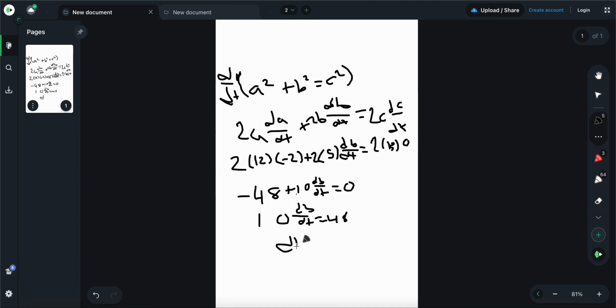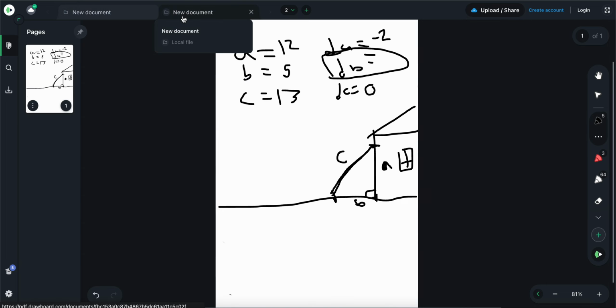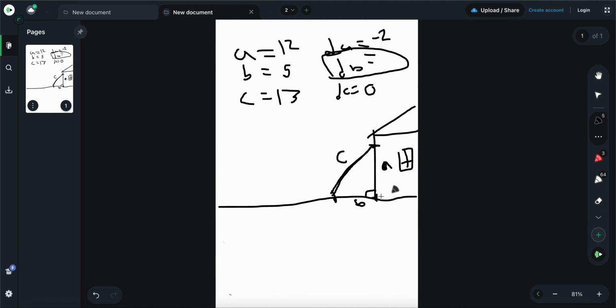Final answer, dB/dt equals 4.8. Now in context, that means that the ladder is moving 4.8, our unit is meters per second, it's moving 4.8 meters per second away from the base of the house at the time when the ladder is 12 feet high.